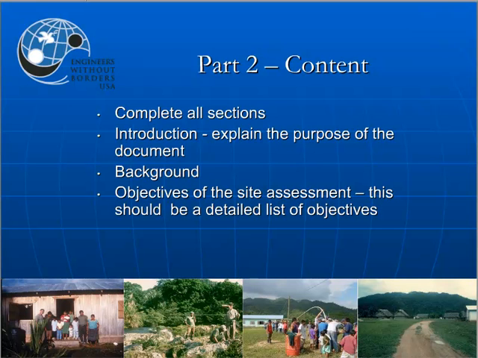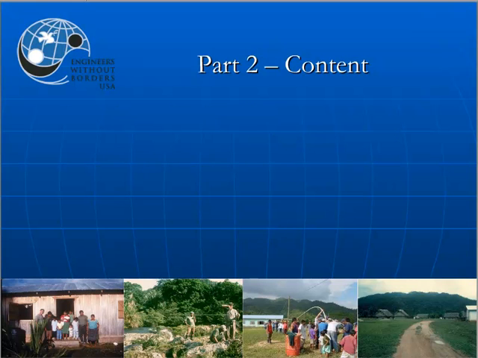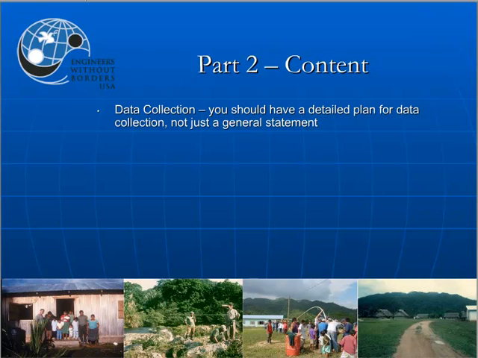Line out what the objectives of the site assessment are. It should really be a fairly detailed list of objectives. This is what we want to get done on our trip, and line that out so that once you get back, you can tell whether you've accomplished those objectives or not. If you go to the site not knowing what you want to accomplish, a lot of times you don't accomplish nearly as much. And provide information about the community.